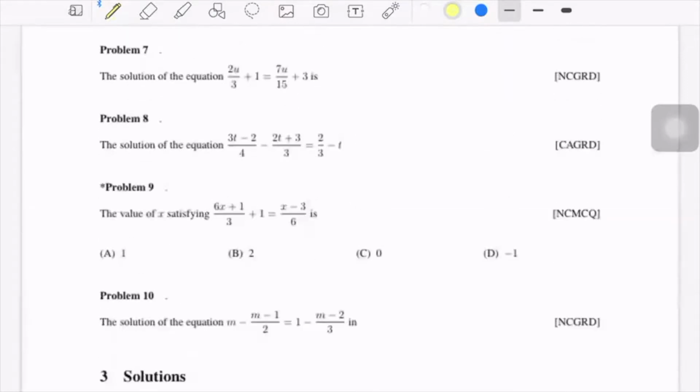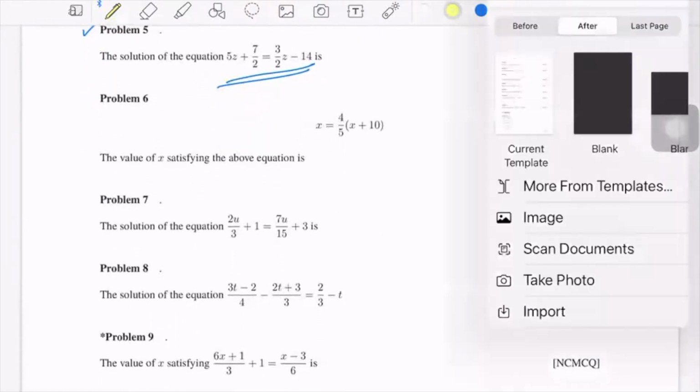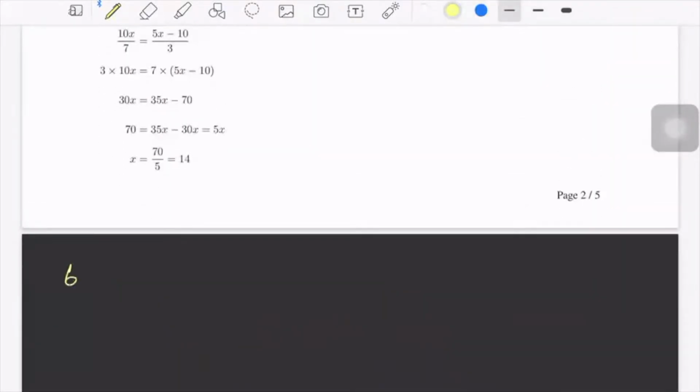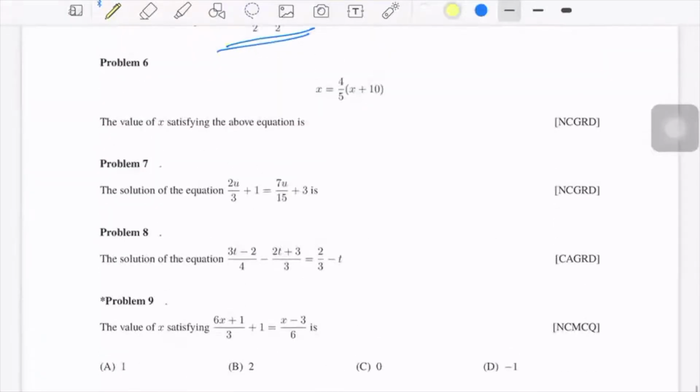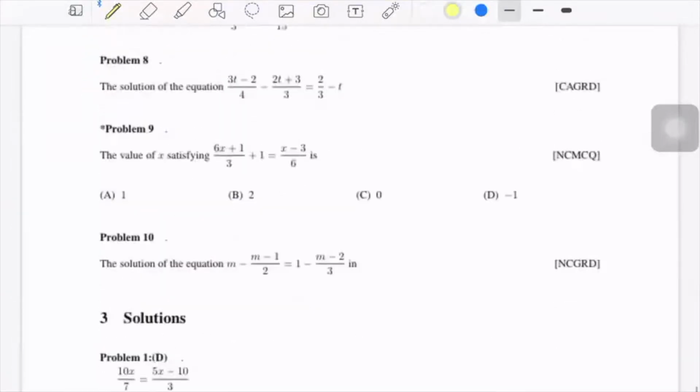Yeah, cool. So let's move on to the next question, which is problem number 6. Question number 6, we have x is equal to 4 by 5 times x plus 10.